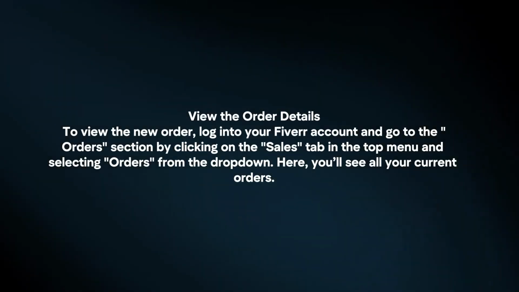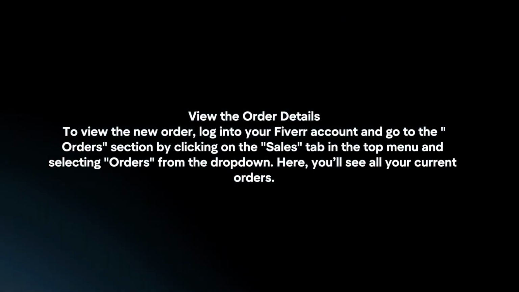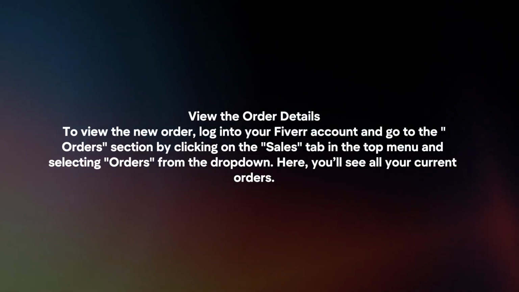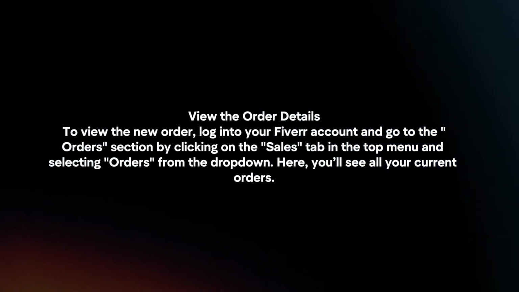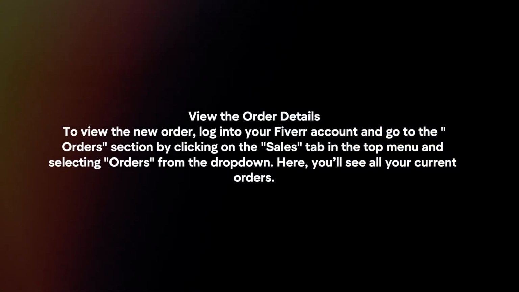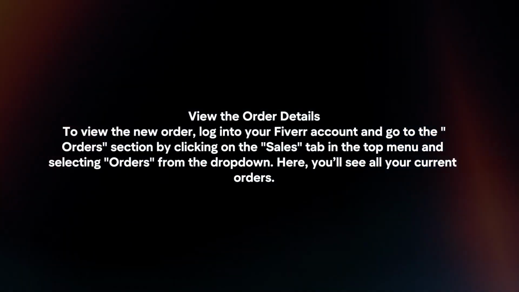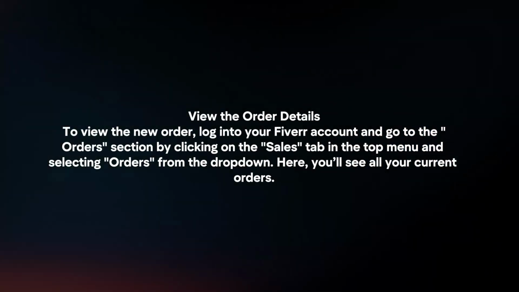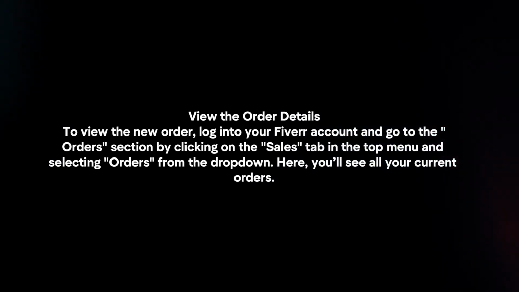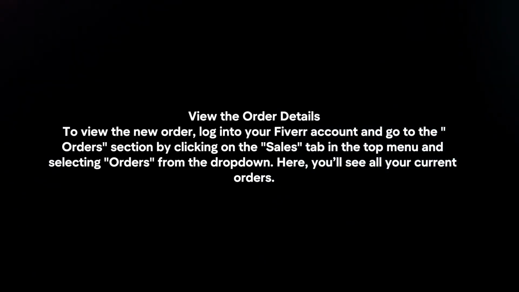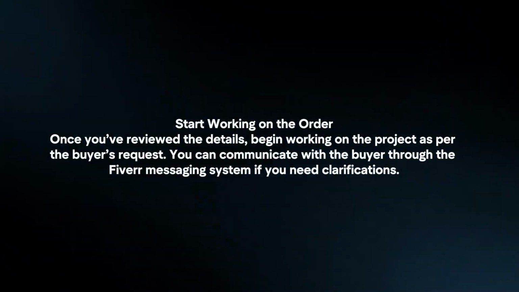View the order details. To view the new order, log into your Fiverr account and go to the Orders section by clicking on the Sales tab in the top menu and selecting Orders from the drop-down. Here, you will see all your current orders. Click on the new order to open and view the details, including the buyer's instructions, deadline, and any other specific requirements.